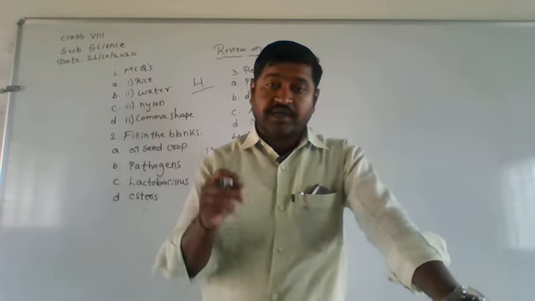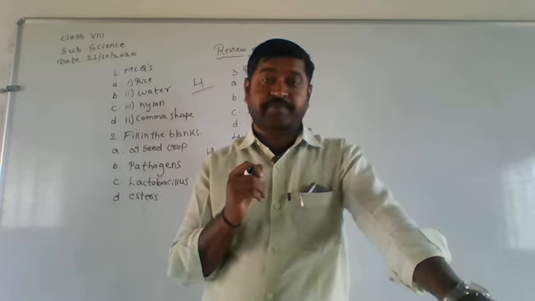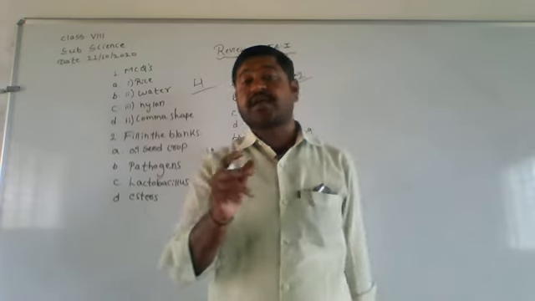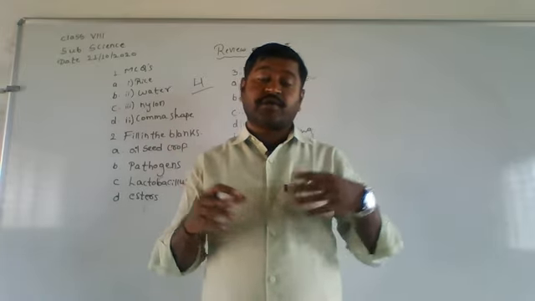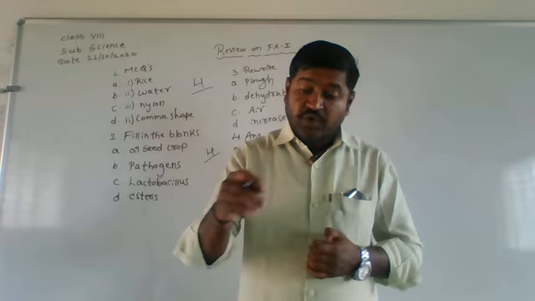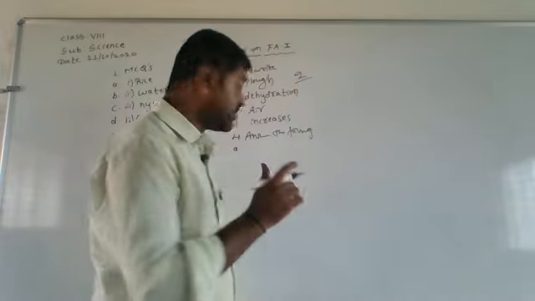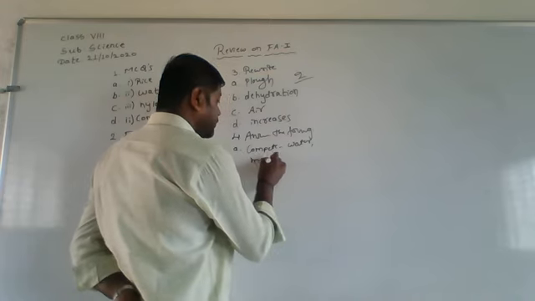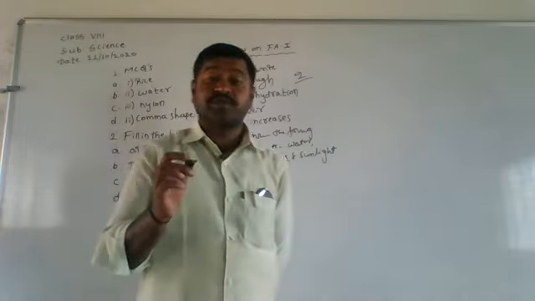Is that clear? So weeds are the unwanted plants that grow along with our crop. They are going to compete with the crops for water, minerals and sunlight. So weeds are the unwanted plants that grow along with the crop plants and compete for water, minerals and sunlight. So we have to remove them.